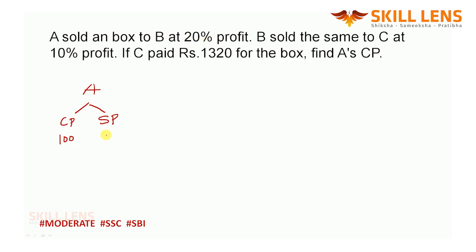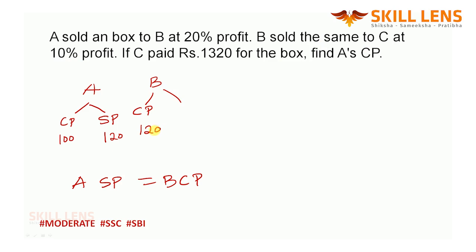A sold to B at a 20% profit. Can I say then A's selling price is going to be 120? Guys, this is an important point. Can I say A's selling price is equal to B's cost price? Yes. Once you talk about B, B's cost price will become A's selling price, which is 120. And he is selling to whom? C. At what percent profit? 10%.